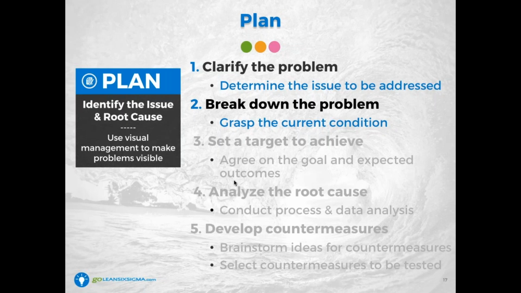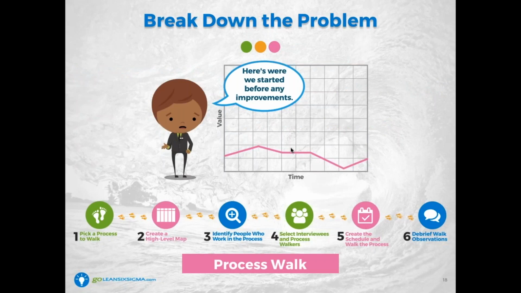So the idea around this is, let's break down the problem. Let's grasp the current condition of the situation. So let's talk a little bit about that. There's a number of things you could do in this step in itself. One is, again, getting clarity on the measure and really saying, okay, here's where we are today. But ultimately, walking the process could help a lot with grasping the current condition.